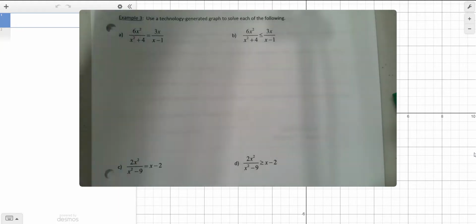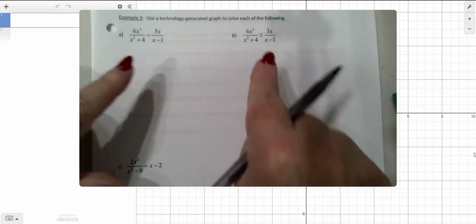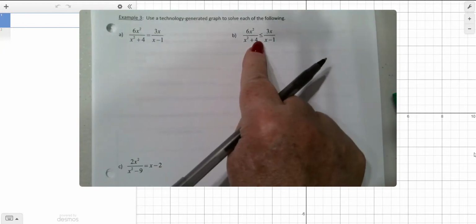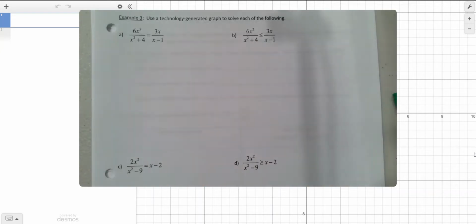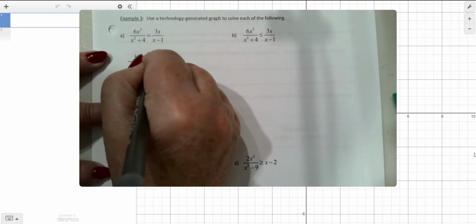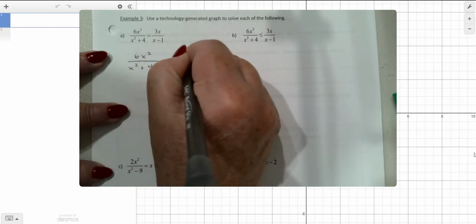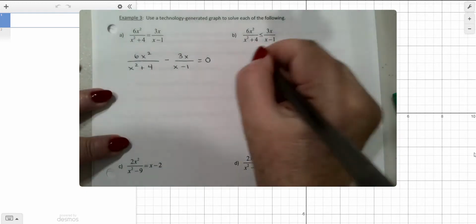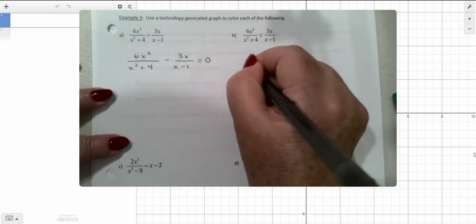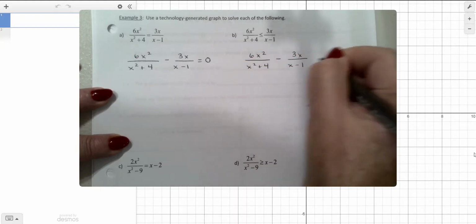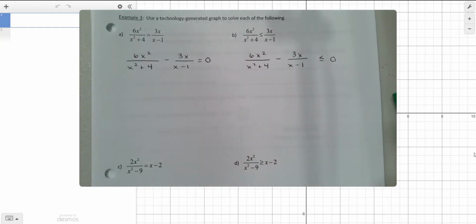So in the first two, we'll work on them together with really the same graph. You'll notice it's the same fractions here. Just once I want to solve the equation, and then over here I want to solve the inequality. In both cases, I find it easier to work with if I have 0 on one side. So I'm just going to go ahead and move everything to the left. Equals 0 for part A. And less than or equal to 0 for part B.